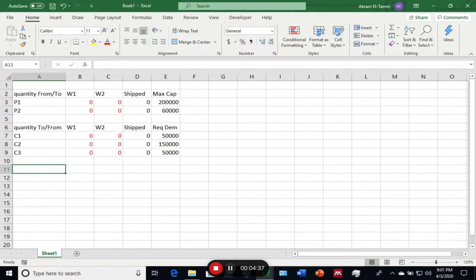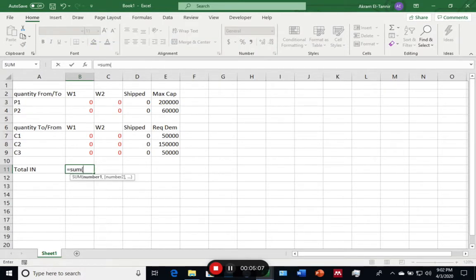Every warehouse should not keep any left over, which means that all quantities that go into it must leave it. So total shipped in must be equal to total shipped out. So let's introduce the total in the warehouse. How do I compute it? Whatever goes into the warehouse from plant 1 and plant 2, add them up, we get the total shipped into it. So it's basically the sum of these two quantities. Same thing goes with the second one.